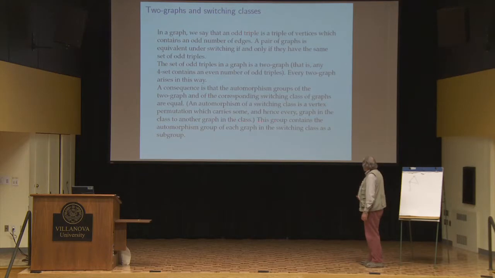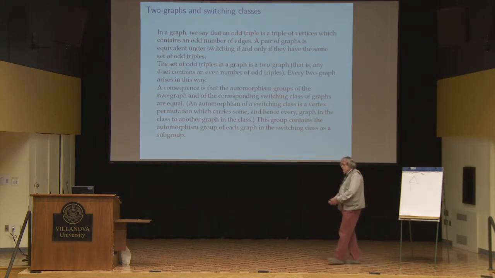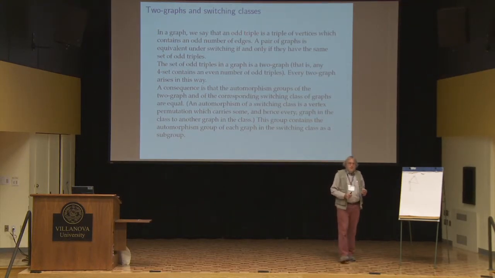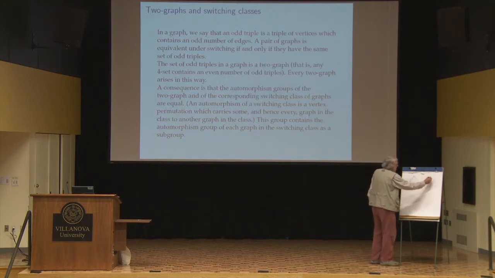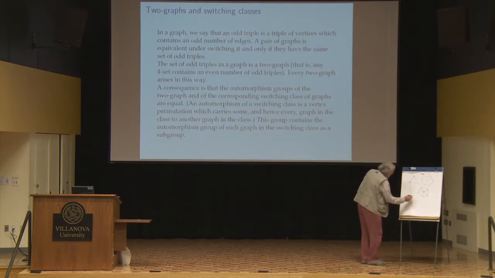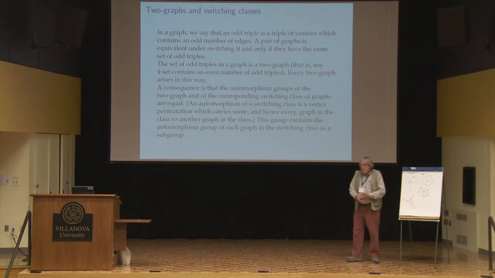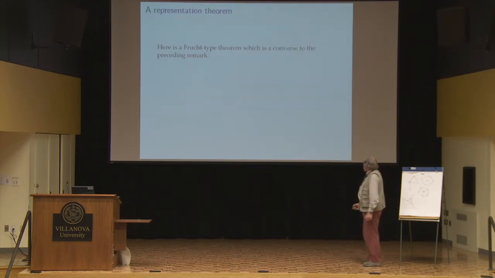And therefore, the automorphism group of the switching class contains the automorphism group of each graph in the switching class as a subgroup. And you can check for yourself, if you get bored with the talk, that in the case of the diagonals of the icosahedron, that's a switching class on 6 points, there are four, up to isomorphism, four graphs in the switching class. There is a pentagon with an isolated vertex, a pentagon with a vertex joined to everything. There is a triangle with three edges hanging off, and the complement of that, which I won't draw. But there are four graphs in the switching class.